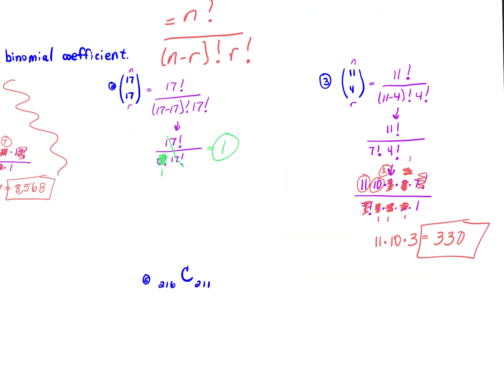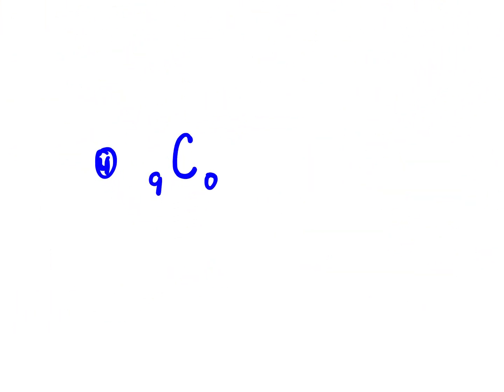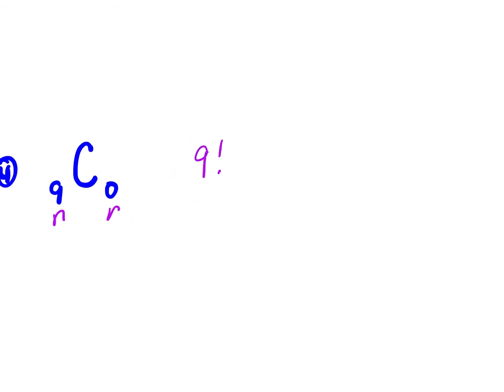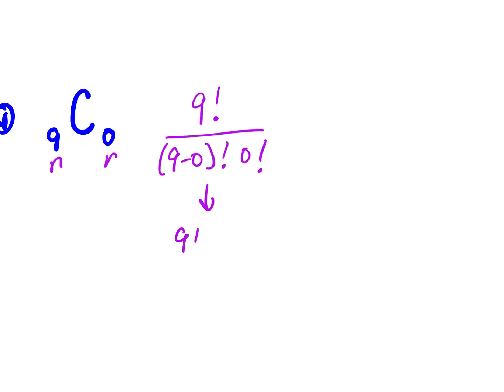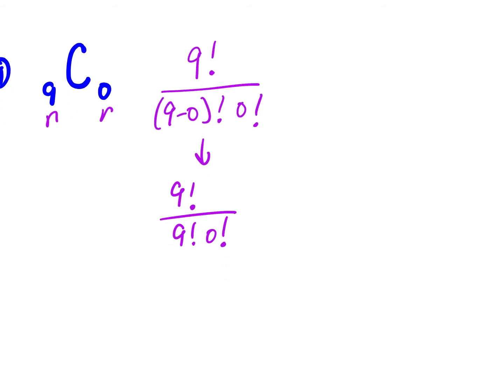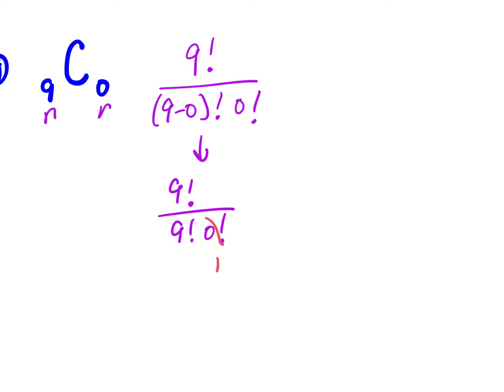Okay, scooting along. Uh-oh. Got a 0. That's probably going to mess everything up. And an R. 9 factorial over 9 minus 0 factorial times 0 factorial. Do a little simplification. I have 9 factorial over 9 factorial 0 factorial. Guys, what is 0 factorial equal? 1. What's 9 factorial divided by 9 factorial? 1. Perfecto.